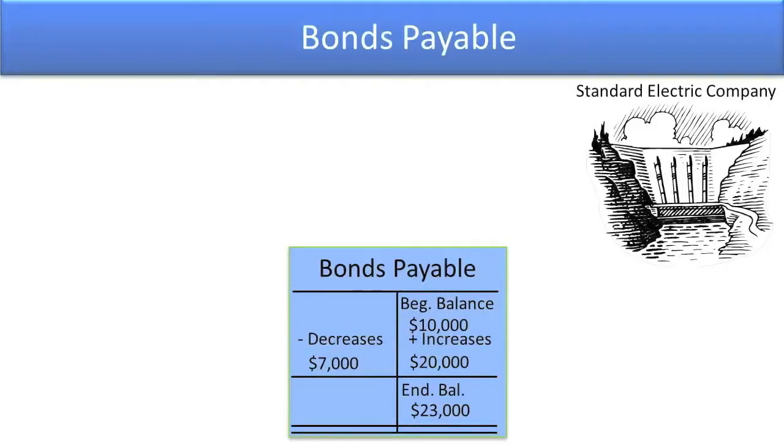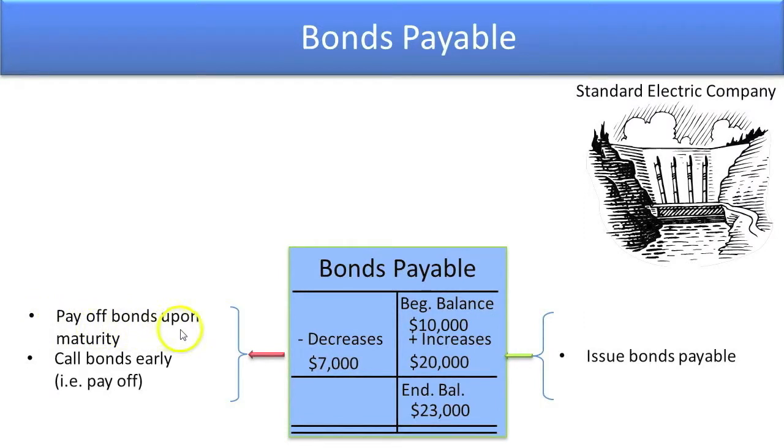Bonds payable. Bonds payable are simply another means of borrowing money from others. Usually this will be borrowed from debt investors or other companies. Bonds payable increase when bonds are issued and they decrease when they pay off the bonds upon maturity. Or, if they are allowed to call the bonds, which means pay them off early, the bonds payable will decrease at that point in time.